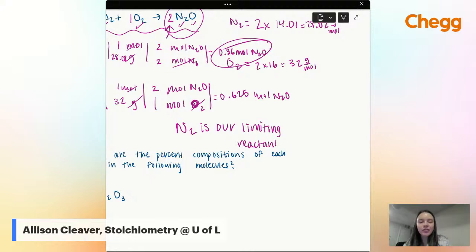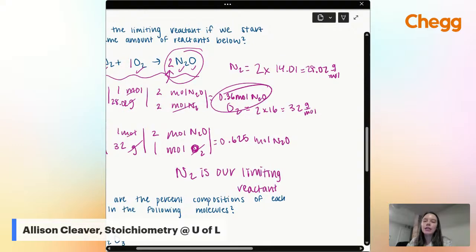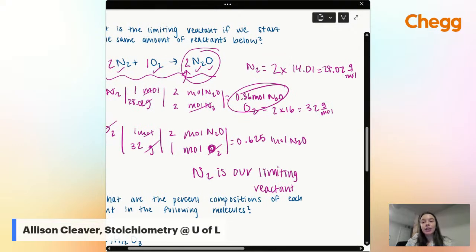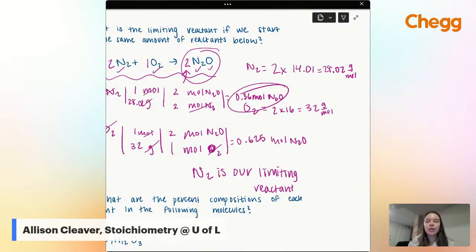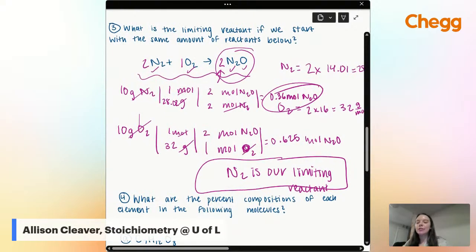So I see a comment from Momin. The state is not mentioned for N2O. It's not in this problem because state doesn't really matter for N2O. But when we get into our rate of reaction, like the problem above, it is important to know the state. For this, I would say dinitrogen monoxide is a gas, but don't quote me on that. The state's not really important for our limiting and excess reagent problems. So we now know N2 is our limiting reactant.